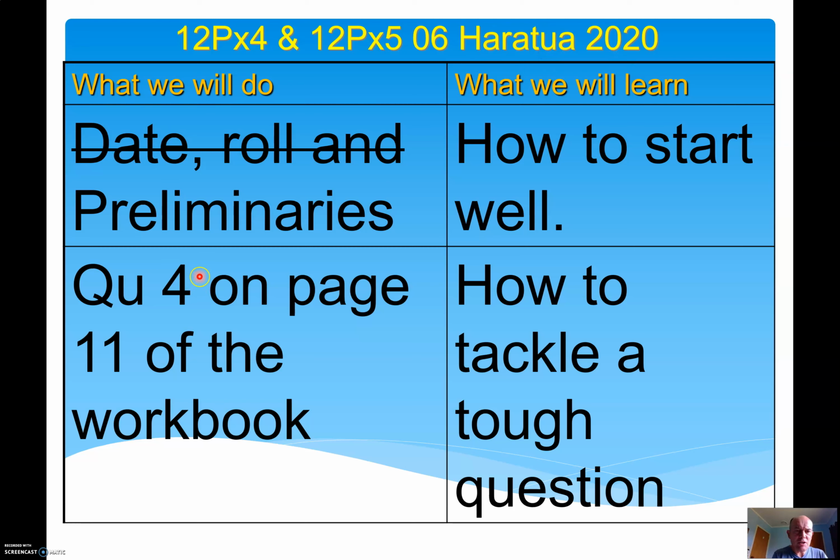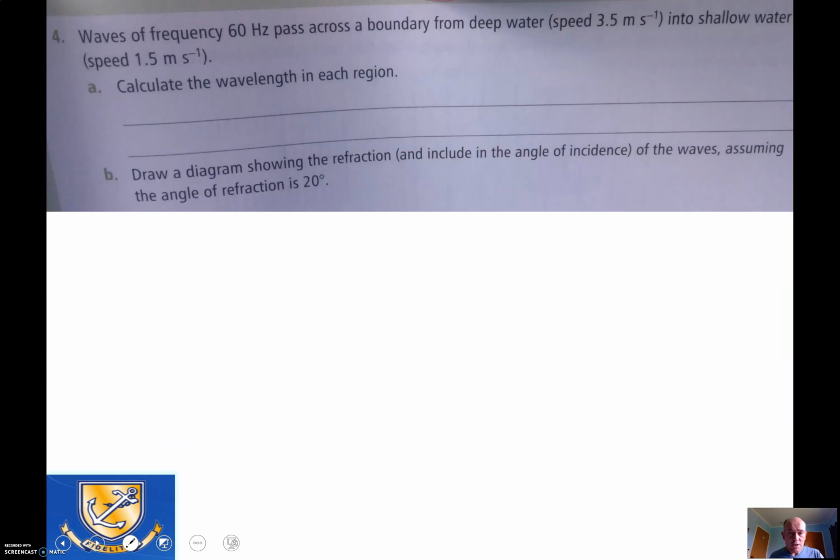A couple of fellas have had a spot of bother with question 4 on page 11 of the workbook, and they wanted me to give them a hand with it. I thought that's a good idea. So let's have a look at it. I've taken a picture and dropped the picture in here.